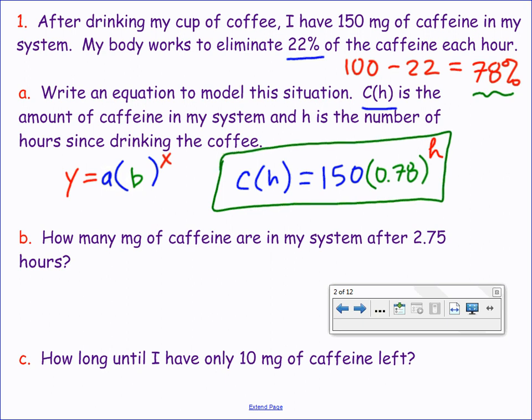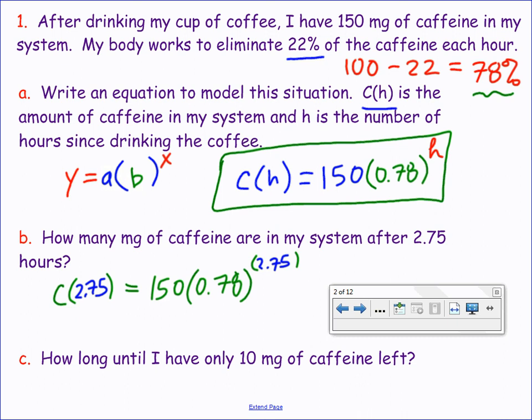So the 0.78 is the trickiest part, but once we have that percent remaining, now we're ready to do things like evaluate or figure out how long it'll take until I have 10 milligrams of caffeine remaining. So we'll just do a straight evaluation for letter B. How many milligrams of caffeine are in my system after 2.75 hours? We'll simply evaluate my function, 150 times 0.78 to the, and in my exponent, I'm going to put 2.75. We're evaluating my function.